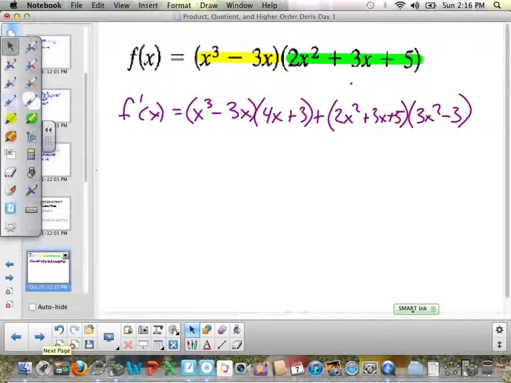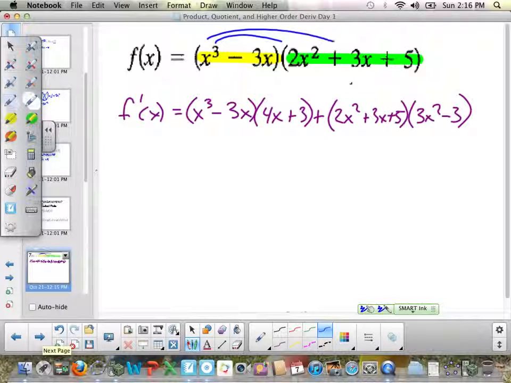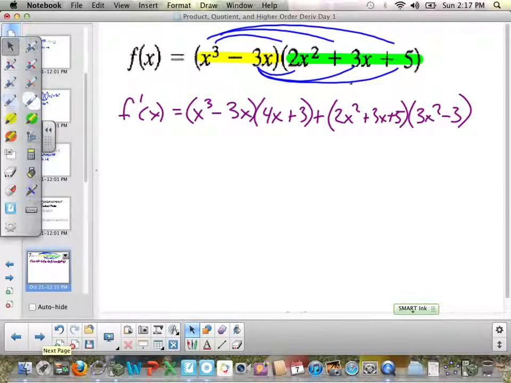And there's my derivative for f. I did not have to multiply that out. If I did, I would have to do 6 individual terms, combine like terms, and simplify it. But applying the product rule, I can just go straight to the derivative.